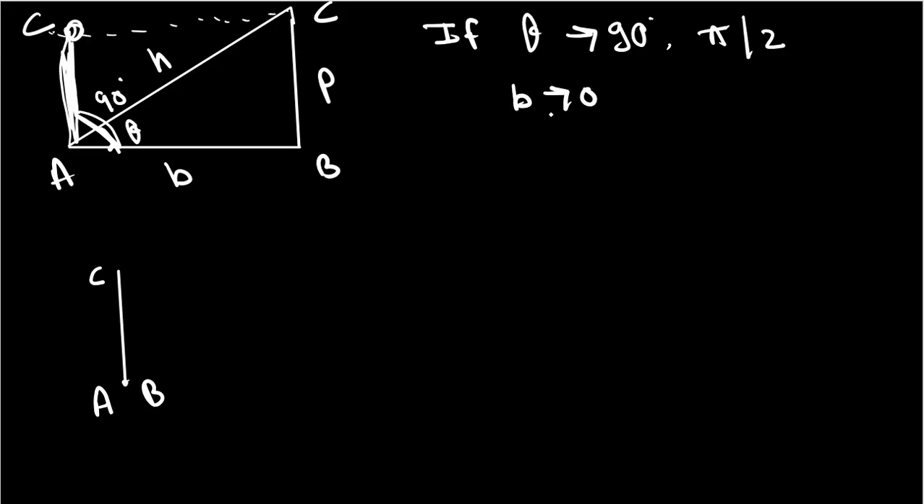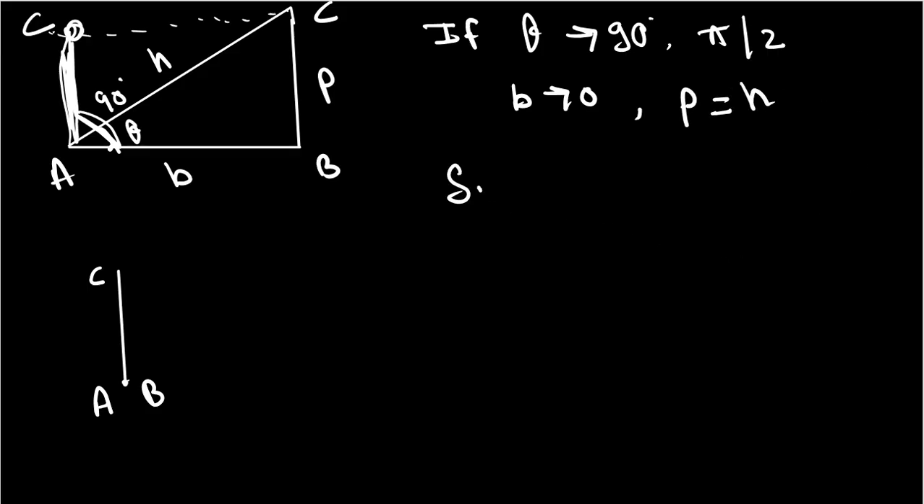So in this case, base will become 0. Again, I am not writing equal to because we are not discussing exactly 0, because in that case the triangle will not be defined. We are discussing tends to, close to 0. So if theta is close to 90 degree, base is close to 0, and these two are overlapping. So AC is equal to BC. AC is hypotenuse and BC is perpendicular. So perpendicular will become equal to hypotenuse.